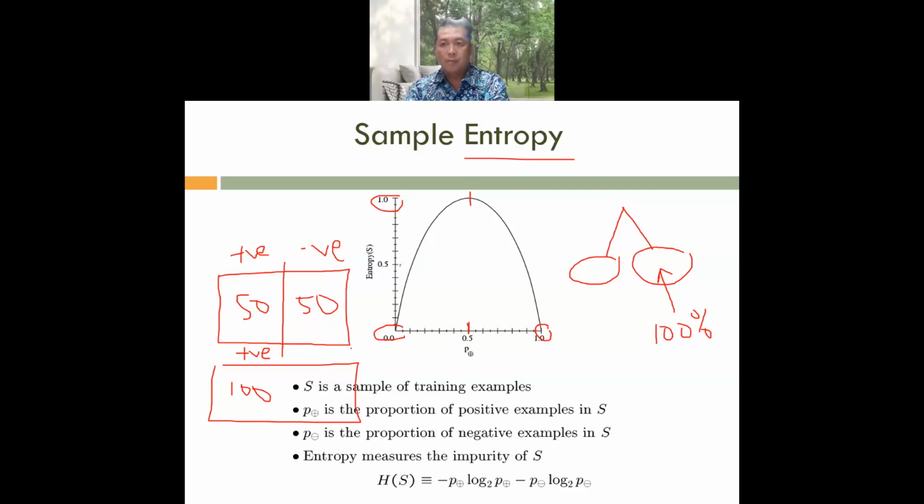Every time you want to measure the entropy, we have to look at the class levels that we have in that particular partition. This is the formula that we use. This is for 2 classes. If you have 3 classes, you have to repeat that 3 times. This one is for 2 classes, positive and negative.